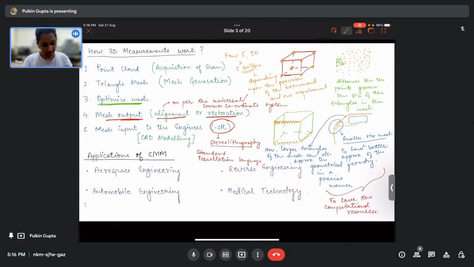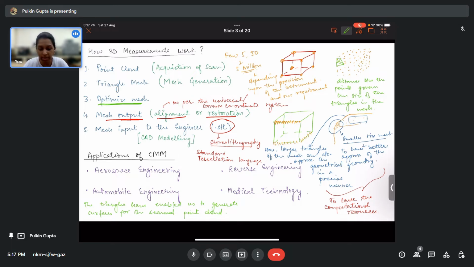The triangles have enabled us to generate surfaces for the scanned point cloud, and these surfaces are then finally converted into solid models. Now, what are the applications of these 3D measurements and coordinate measuring machines?